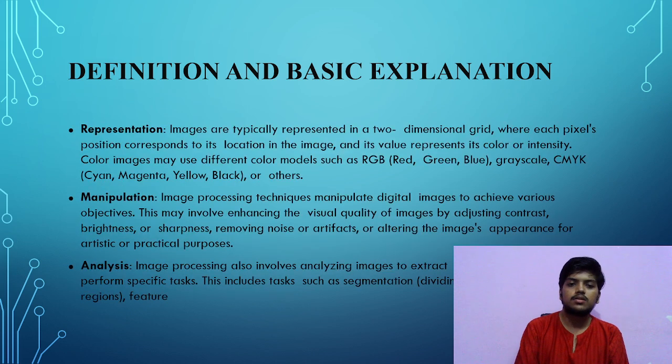Representation: images are typically represented in a two-dimensional grid, where each pixel position corresponds to its location in the image and its value represents its color or intensity. Color images may use different color models such as RGB (red, green, blue), grayscale, or CMYK.